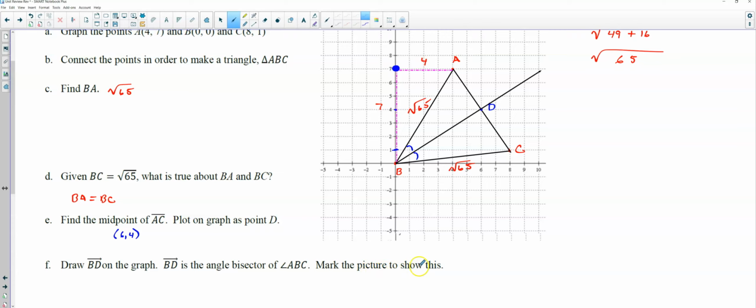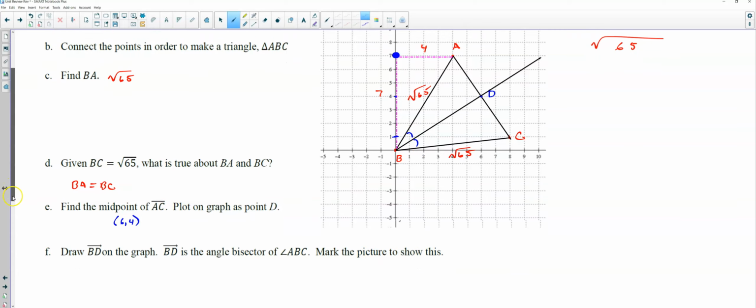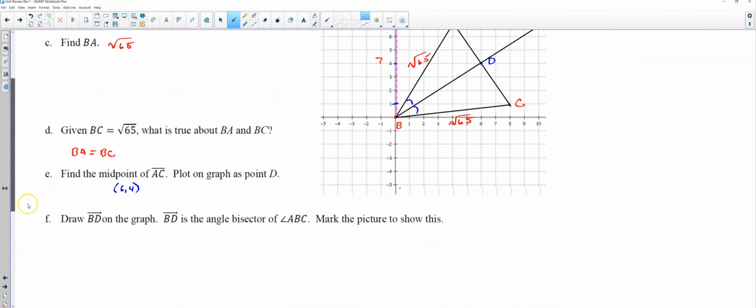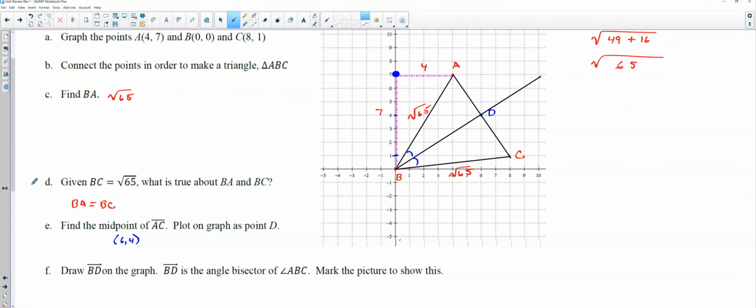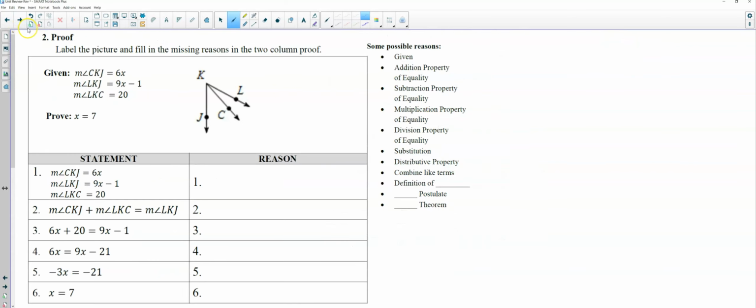Mark the picture to show this. I just did. All right. Anything else? Nope. That's it. Hey, that was pretty neat. Not that hard. Not that hard. Let's look at something else here.